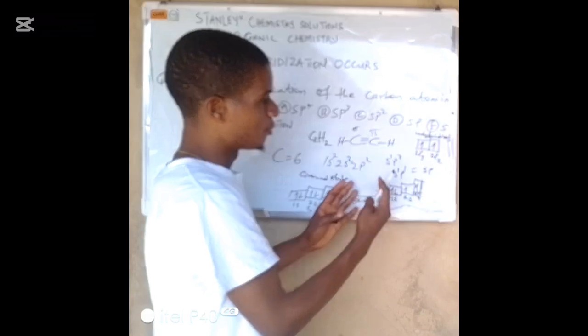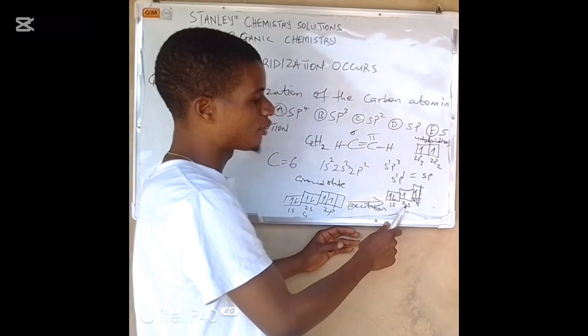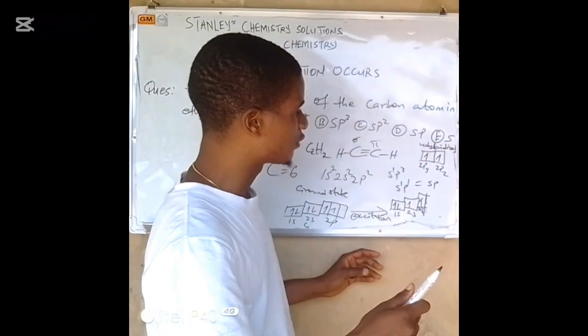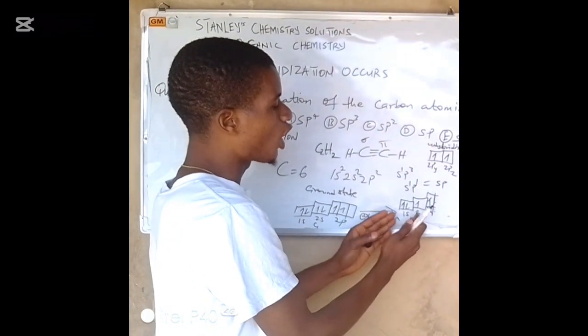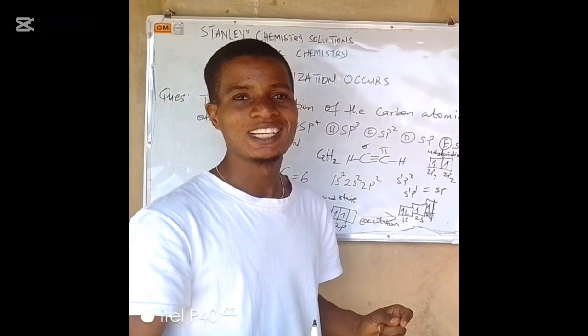But then the hybridization is sp. You know how it is sp? If it is for methane, CH4, it will be sp3, so all the p electrons will go into the bonding. I hope this is very clear. See you in the next video.